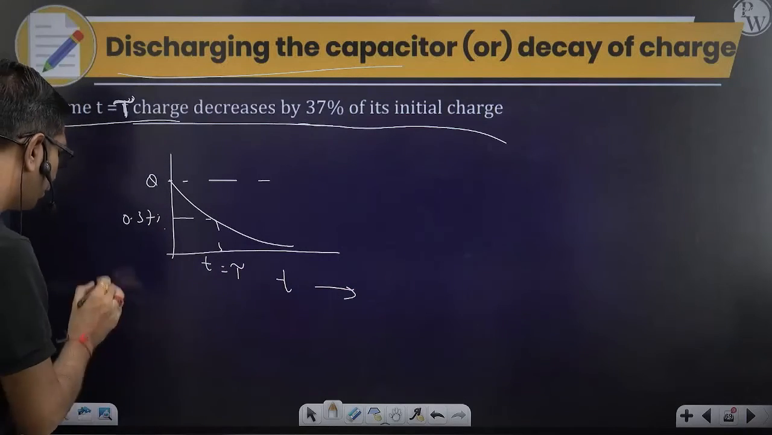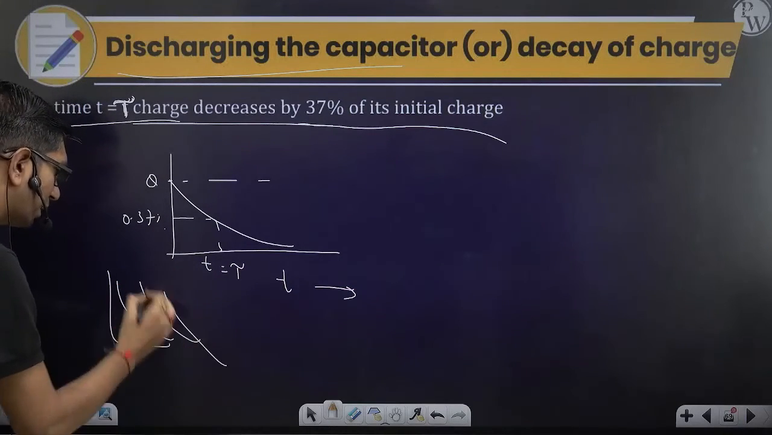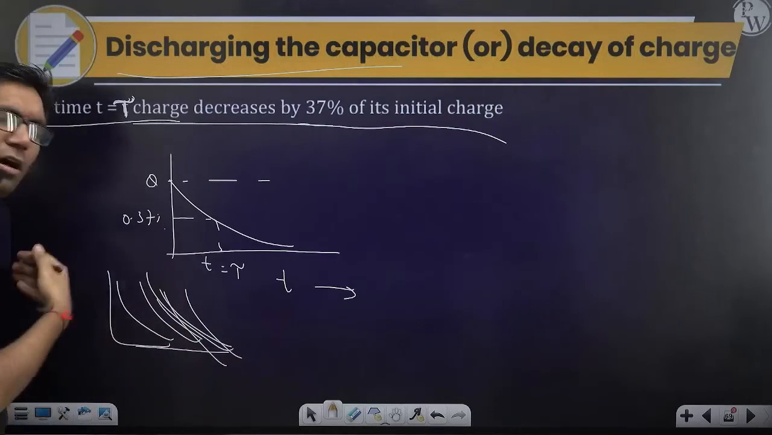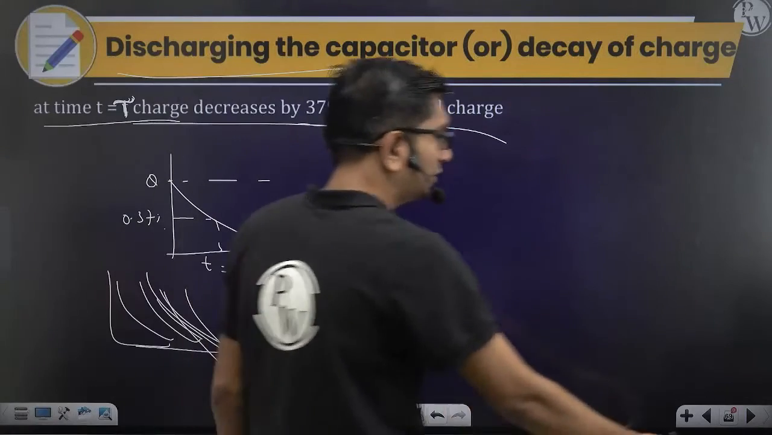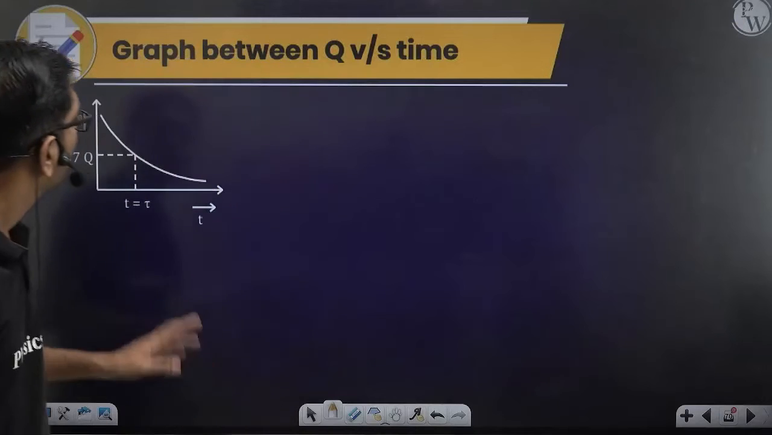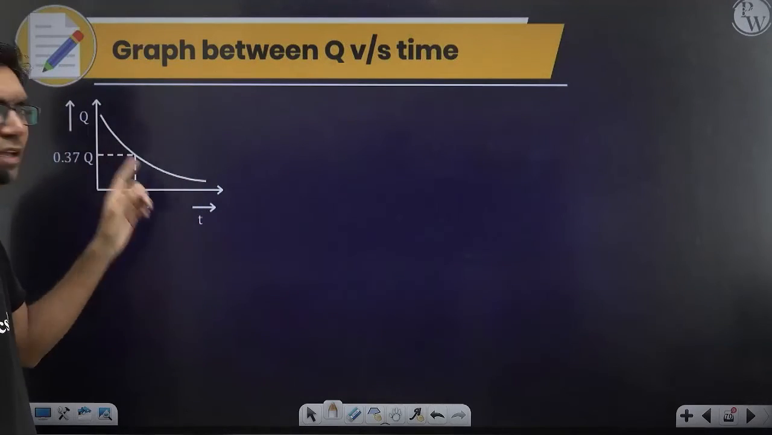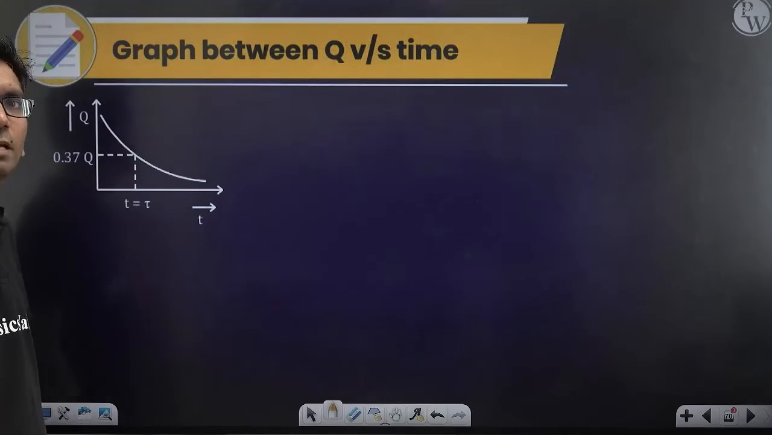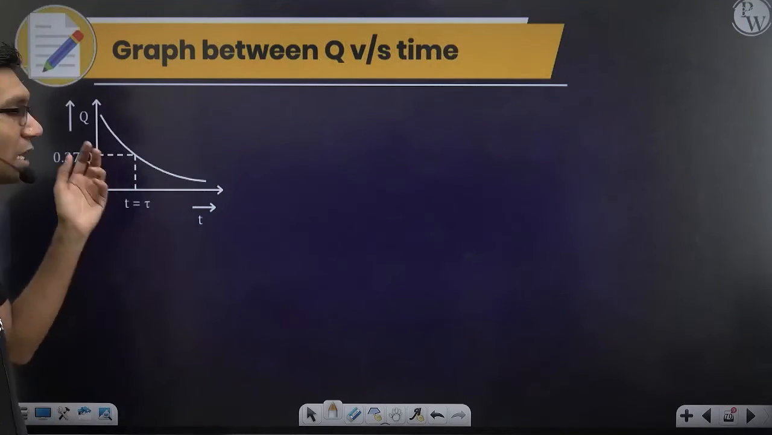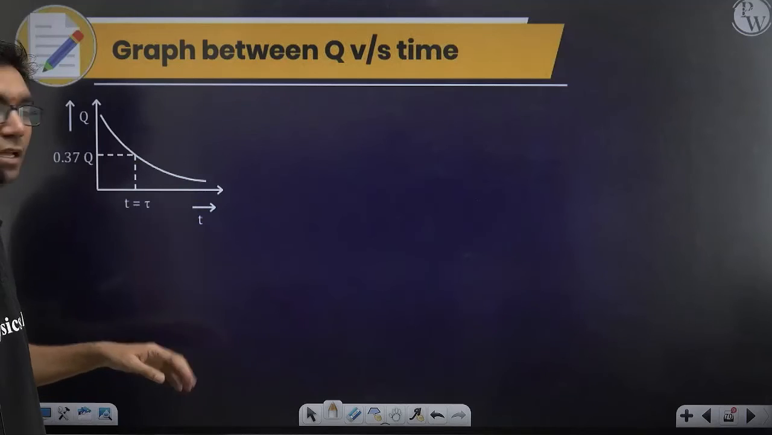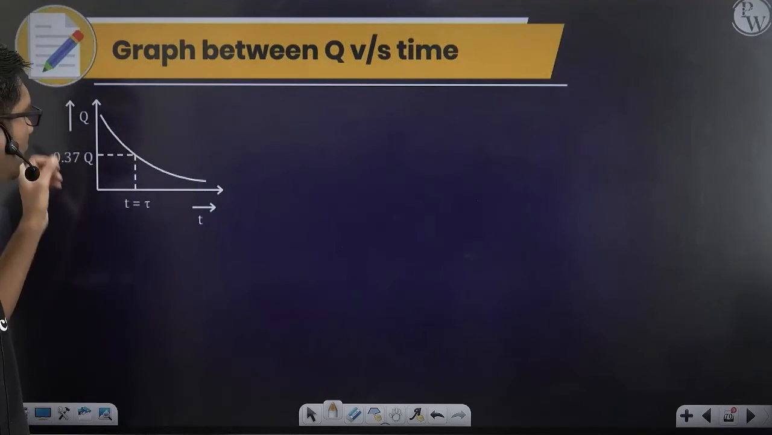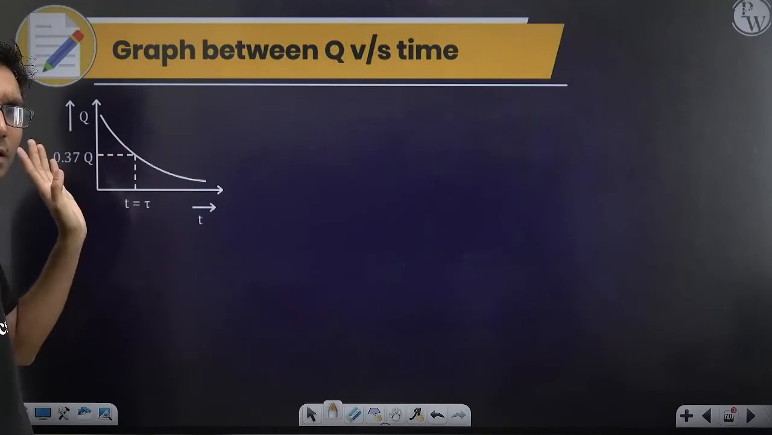Each and every graph in discharging, like this only you will get, beta. All are like this only. Just remember the formula, it is sufficient. Even if you are asked the voltage across the capacitor, voltage across the resistance, or current through the resistance, in each and every case you will get this one only in this model.